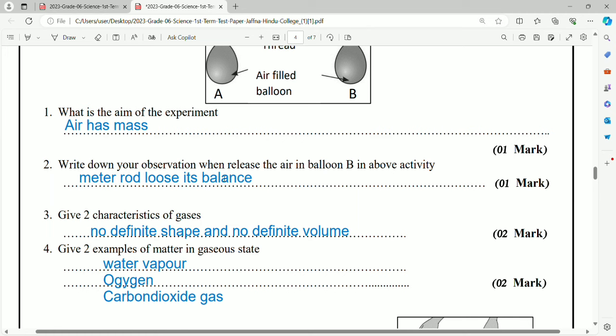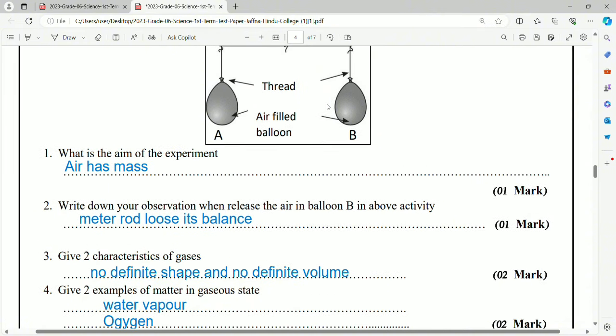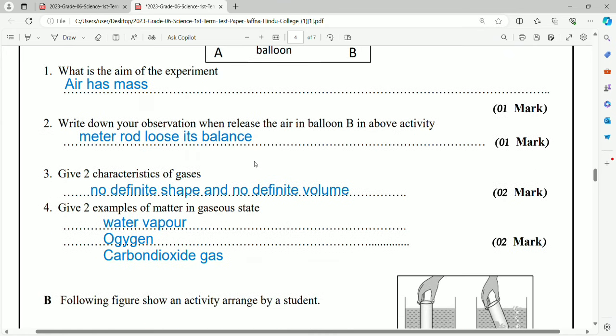So write your observation when release air in the balloon B in the above activity. Meter rod loses its balance, or balloon B goes up and balloon A comes down. Sometimes they will ask to draw your observation. Give two characteristics of gases.